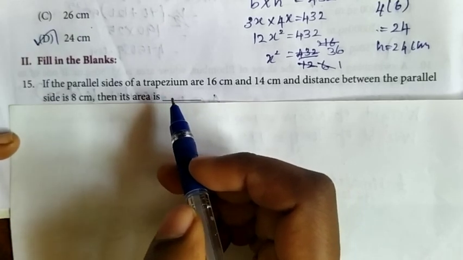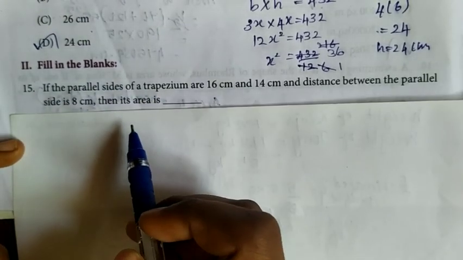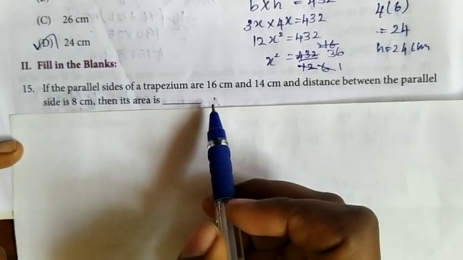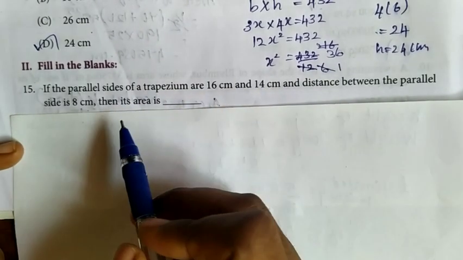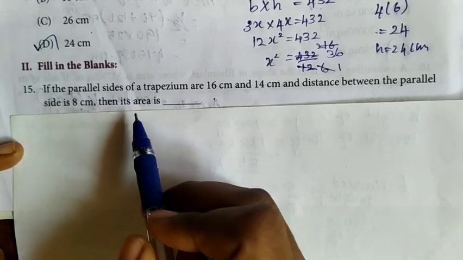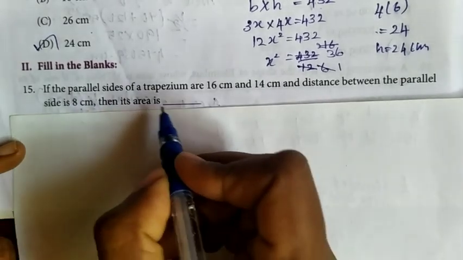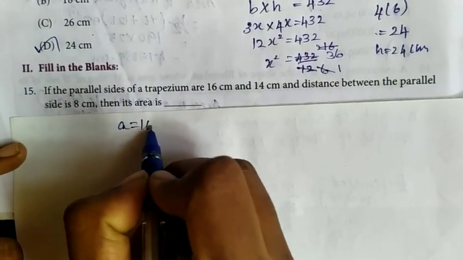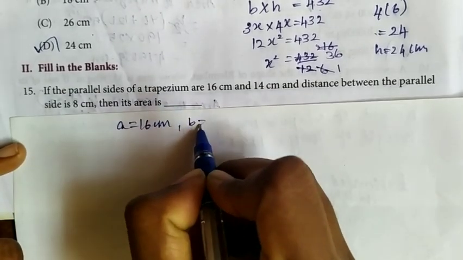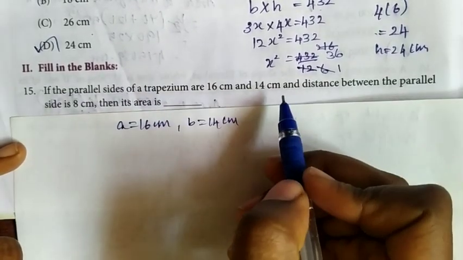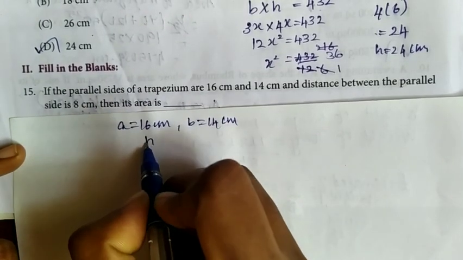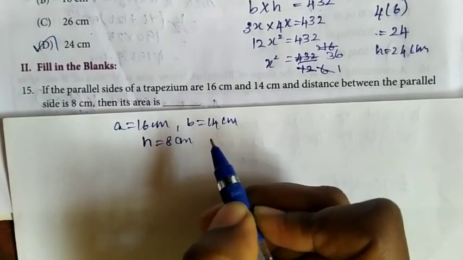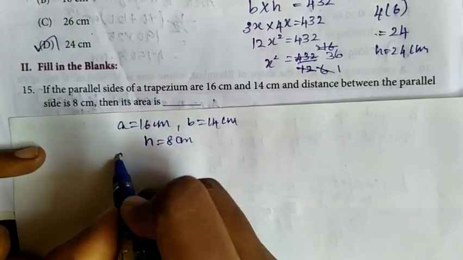Fill in the blanks. 15th question. If the parallel sides of a trapezium are 16 centimeter and 14 centimeter and the distance between the parallel sides is 8 centimeter, then its area is. So parallel sides are A equal to 16 centimeter and B is equal to 14 centimeter. Then the distance between the parallel sides is 8 centimeter, that is H. H is equal to 8 centimeter. We have to find the area of trapezium.